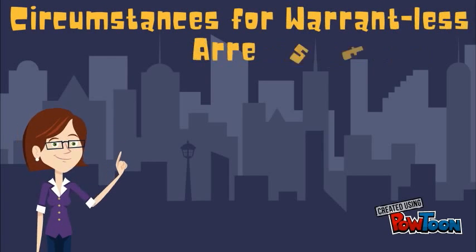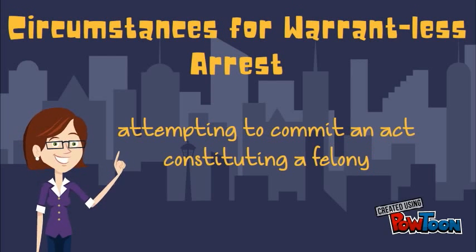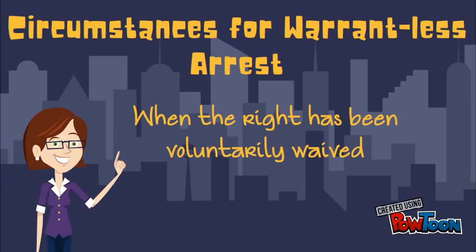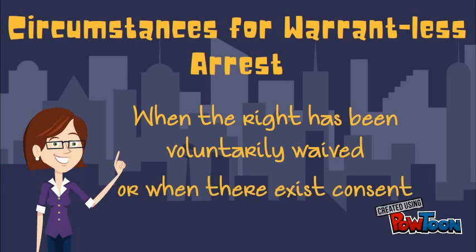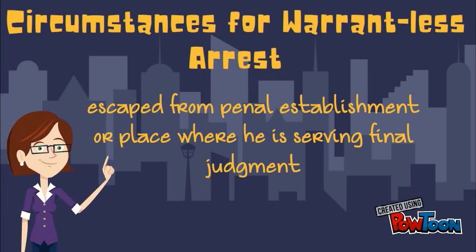Circumstances for warrantless arrest. First, when the person to be arrested is in flagrante delicto, caught in the act, or is attempting to commit an act constituting a felony. Second, when the right has been voluntarily waived, such as posting of bail bond or when there exists consent. Third, when the person to be arrested is a prisoner who has escaped from a penal establishment or place where he is serving final judgment or temporarily confined while his case is pending, or has escaped while being transferred from one confinement to another.